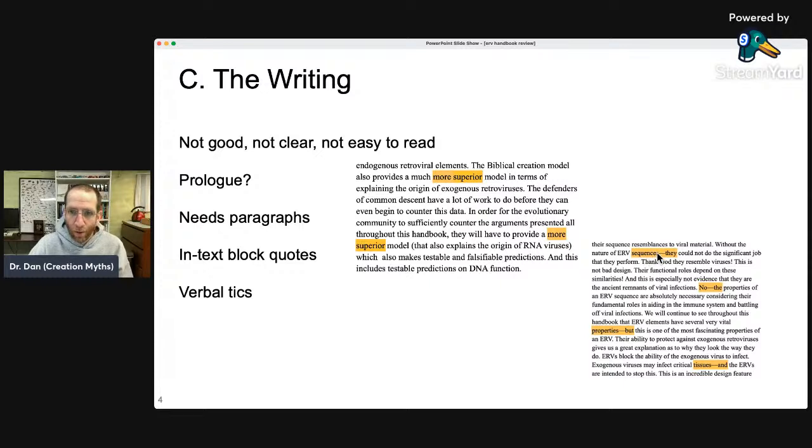So this page is representative, but is far from the worst offender, where we have these sentences where we should have commas. Instead, we get M dashes throughout, right? "No, comma, the properties of the ancient, right, or the herb sequences are absolutely necessary. Very vital properties, comma, but", right? That's not how dashes are used, but this is how they're used throughout. So that's frustrating to me.